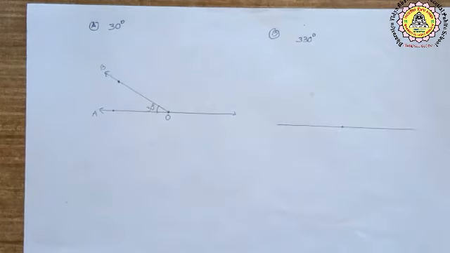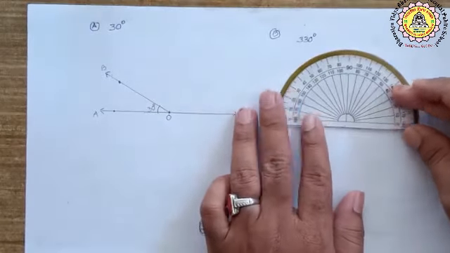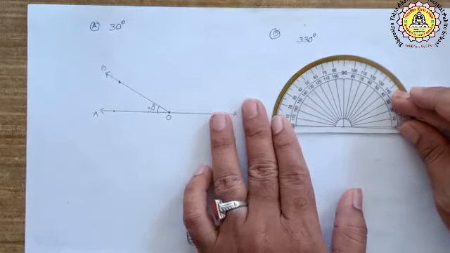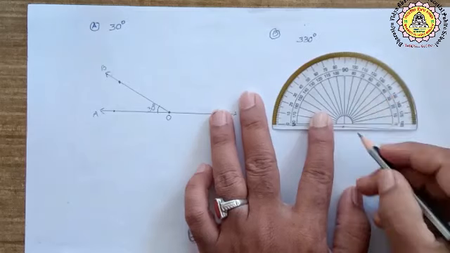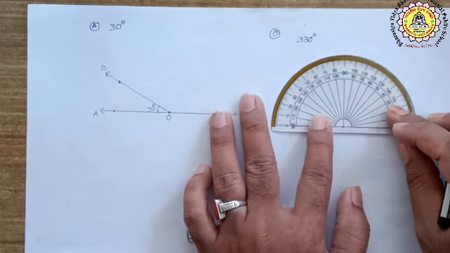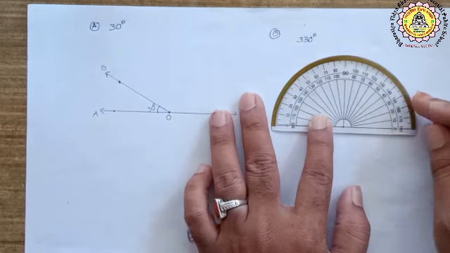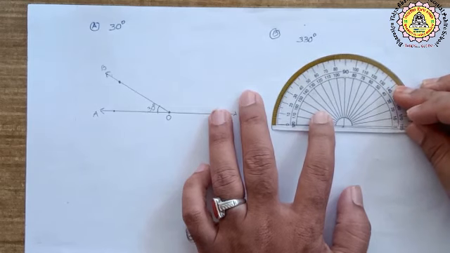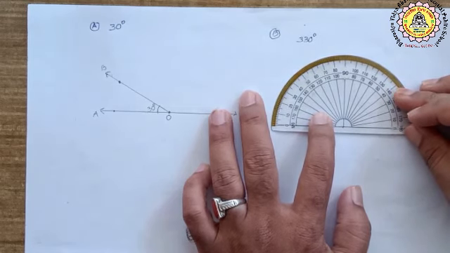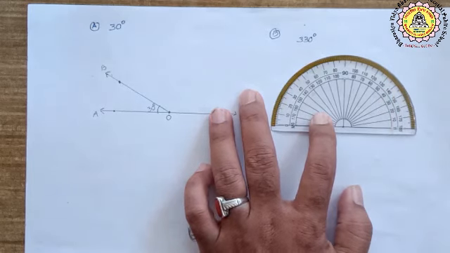Now we have to keep this protractor on this line properly. Here this center line should touch the midpoint of this line like this. Now we are going to construct a 330 degrees angle. It's nothing but a reflex angle. A reflex angle is more than 180 degrees and less than 360 degrees. So this is 330 degrees.